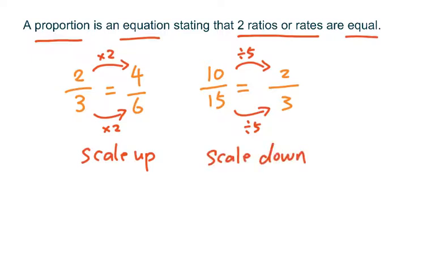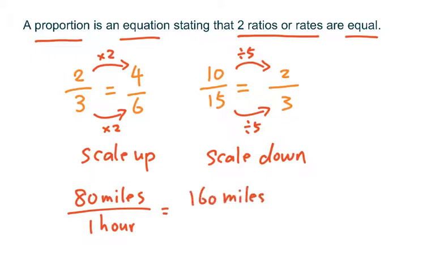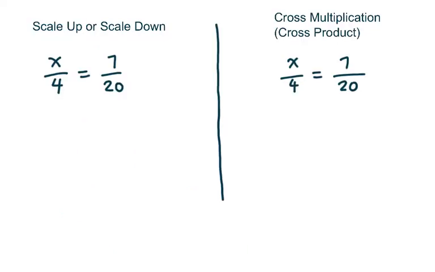We can also write a proportion showing two rates are equal. So for example, 80 miles over 1 hour equals 160 miles over 2 hours. As you see, these two rates are equal when you simplify 160 miles over 2 hours. And this is an example of proportion.